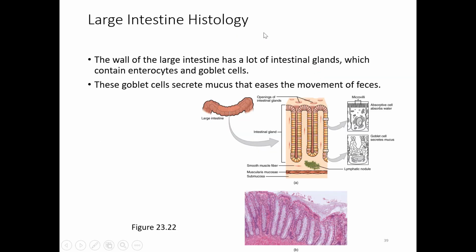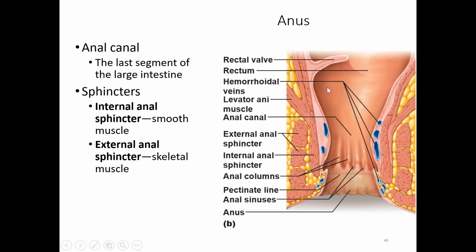Histology of the large intestine. Inside, the large intestine is lined with simple columnar epithelium. And there are glands right here, intestinal glands. They are not large compared with stomach glands, for example, and they mostly have some enterocytes and goblet cells. Those goblet cells produce a lot of mucus that eases the movement of feces.